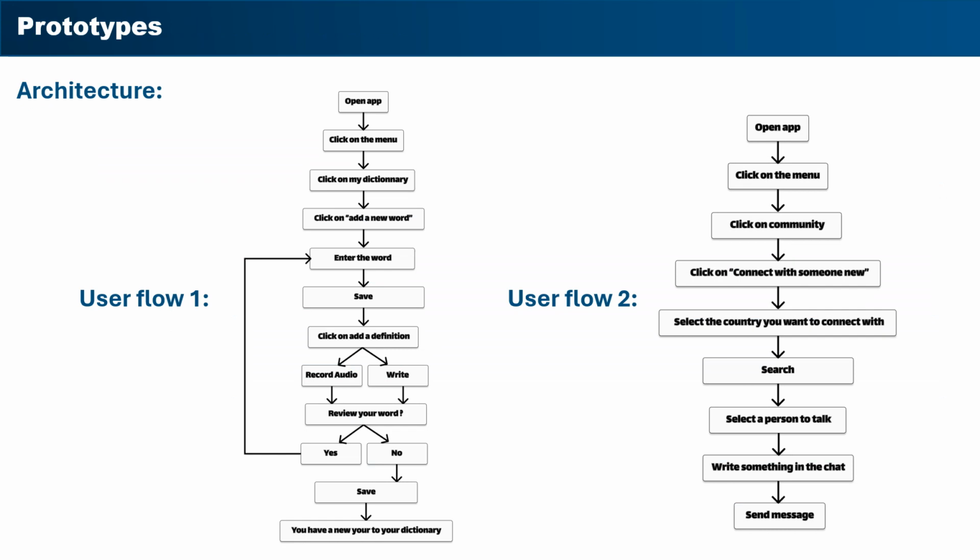With all this information in mind, I came up with two user flows to create my app and have a better idea to configure and create my prototype. So on the user flow one, you can see that the person is going to be able to add a new word that she learned and save that word and add a definition to that word. On the user flow two, you're going to see that the person is going to be able to connect with someone from the community that is going to be all online.